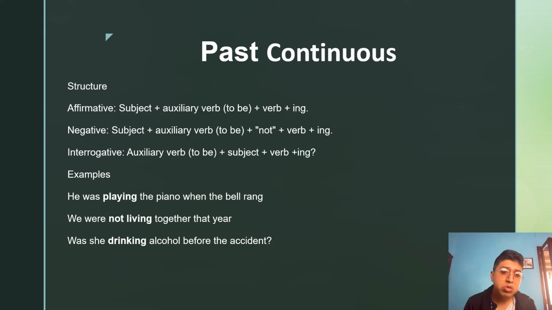Past continuous structure: affirmative is subject plus auxiliary verb plus -ing. Negative is subject plus auxiliary verb to be plus not plus verb plus -ing. Interrogative is auxiliary verb to be plus subject plus verb plus -ing. Example: he was playing the piano when the bell rang. We were not living together that year. Was he drinking alcohol before the accident?